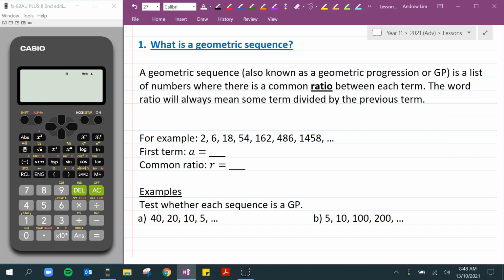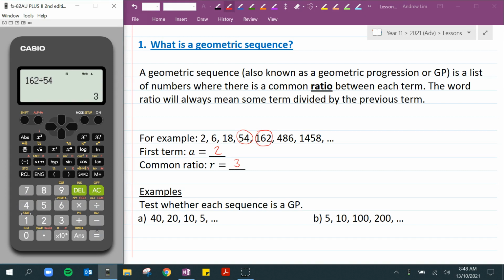So here's an example. We've got 2, 6, 18, 54, 162, and so on. The first term, we still use the letter A to represent the first term. And the first term is just 2. But what is the common ratio? Well, to work out the common ratio, we just take any number and then divide it by the previous term. So here, 6 divided by 2, that's 3. We could have taken 162 and divided by 54. If we were to do that, the ratio is 3.